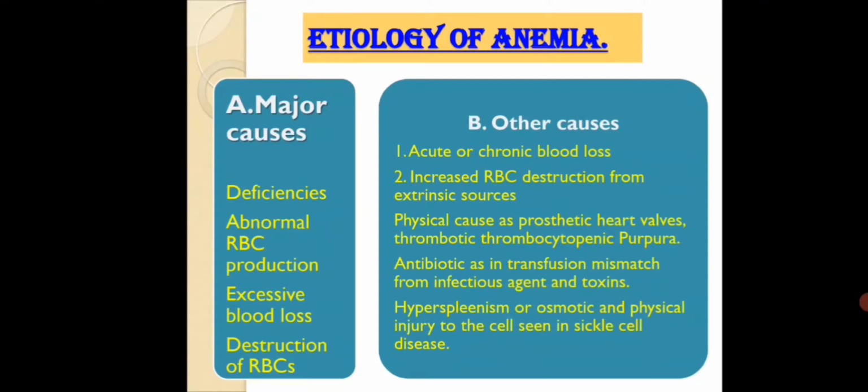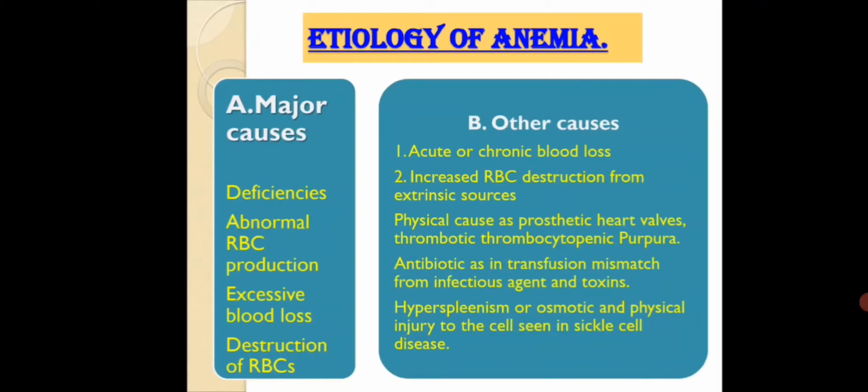Next are the other causes of anemia. First is acute or chronic blood loss. Acute blood loss will be like trauma, injury, post-operative accident. Or chronic blood loss may be because of GI bleeding, gastrointestinal bleeding, bleeding disorders. These are the main causes for anemia.